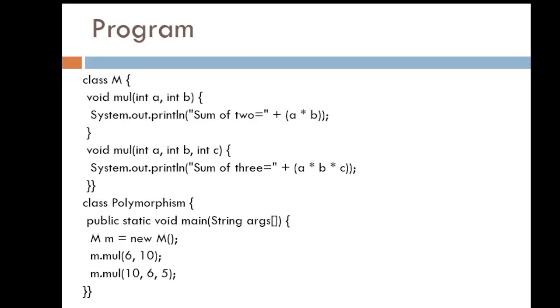This is one of the programs, like class M is your main class, void mul is your multiply. You have taken two integers A and B. With the same method, you have taken three integers. So in the main function, when you make the object, capital M is your class, then m is the object. You will write m.mul. The dot operator is to call the method. When you pass 6 and 10, the compiler will go to your first method. When you pass 10, 6 and 5, the compiler will go to the three arguments, which is in the second method.